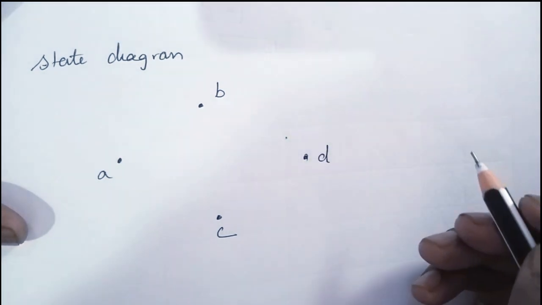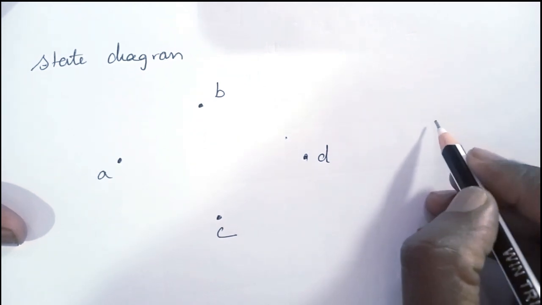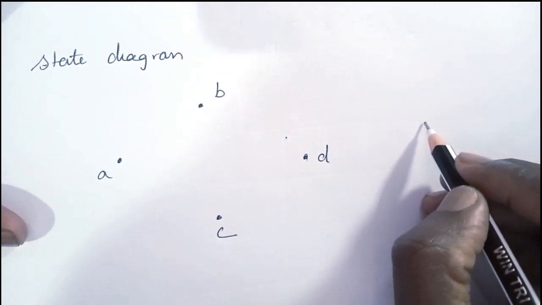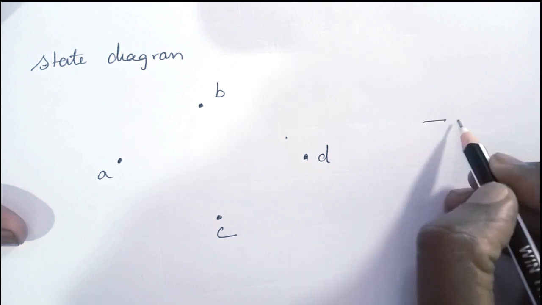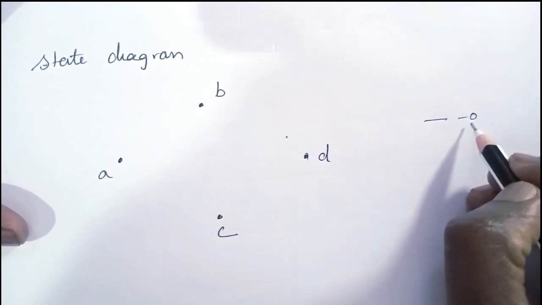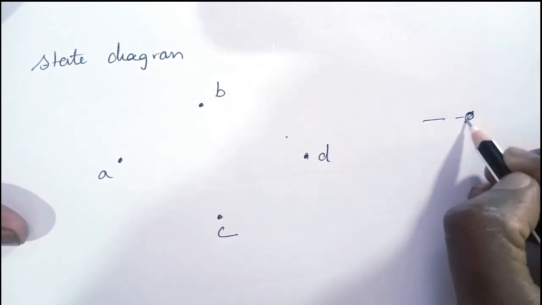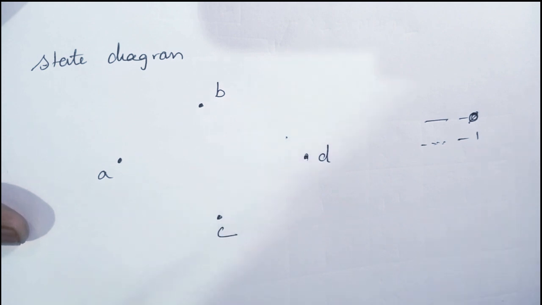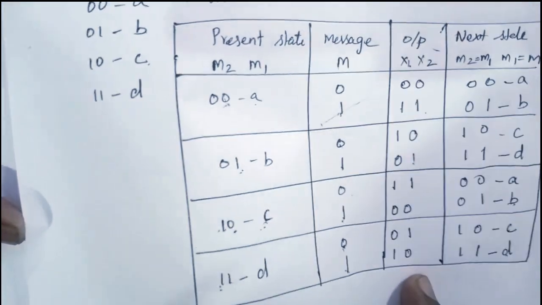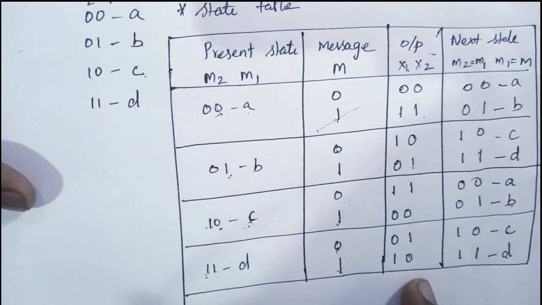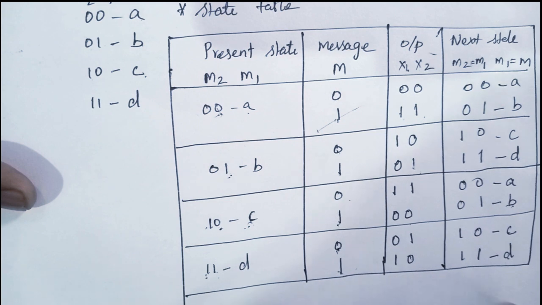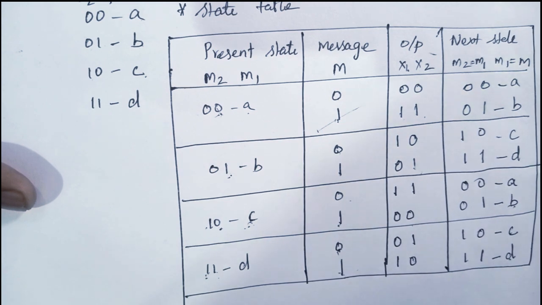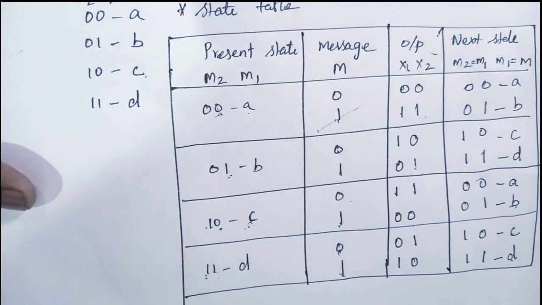Okay, same concept here. For 0 we represent a solid line. For 0 it's a solid line, and for 1 it's going to be a dotted line. We are going to use the same table, or we can just use the same table to draw the trellis diagram, or else we can also draw it from the trellis diagram also. So let's see from here.